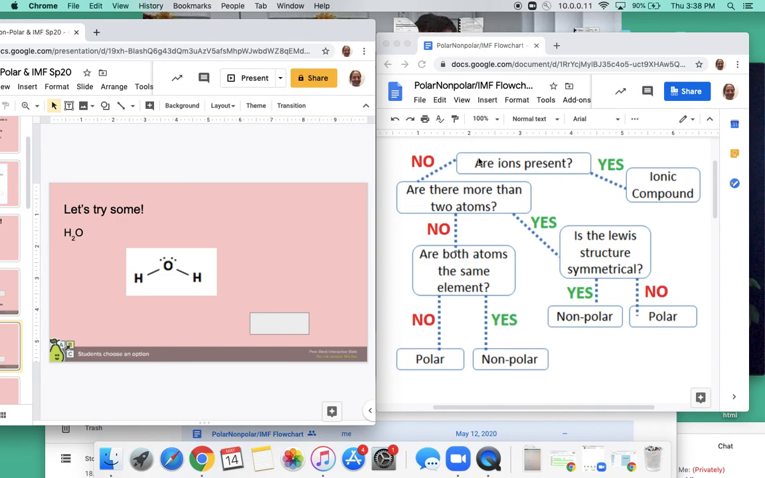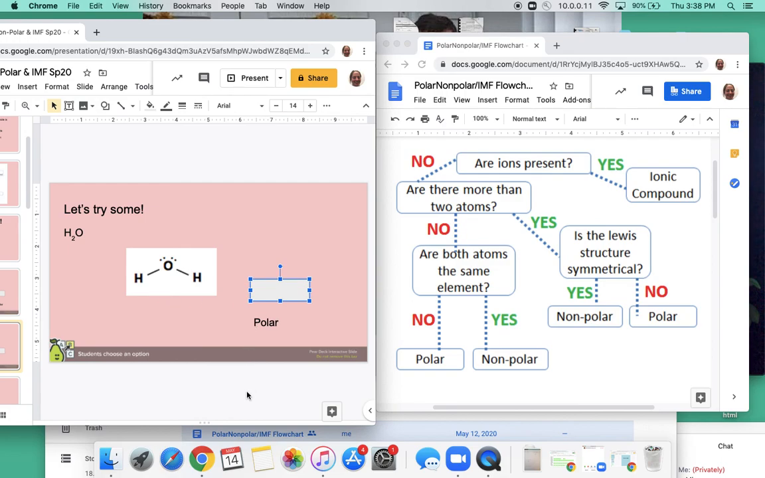Okay? Let's try another. H2O. We're going to ask ourselves, is it ionic? The answer is no, so we go this way. Are there more than two atoms present? The answer is yes. There's 3. 2 plus 1 is 3. We're going to ask ourselves, is the Lewis structure symmetrical? The answer is no, because the left and the right are the same, but then we have the lone pairs at the top, but not at the bottom, so it's going to be polar.